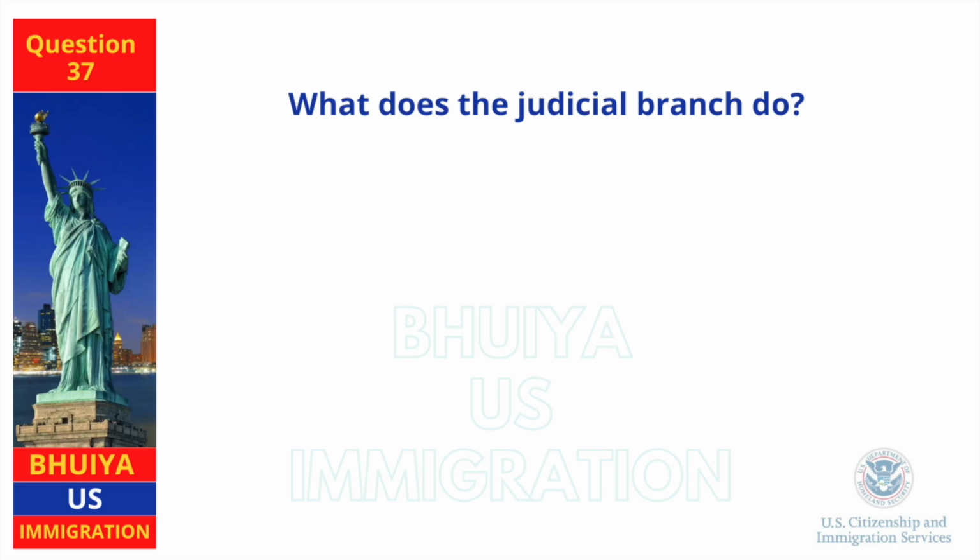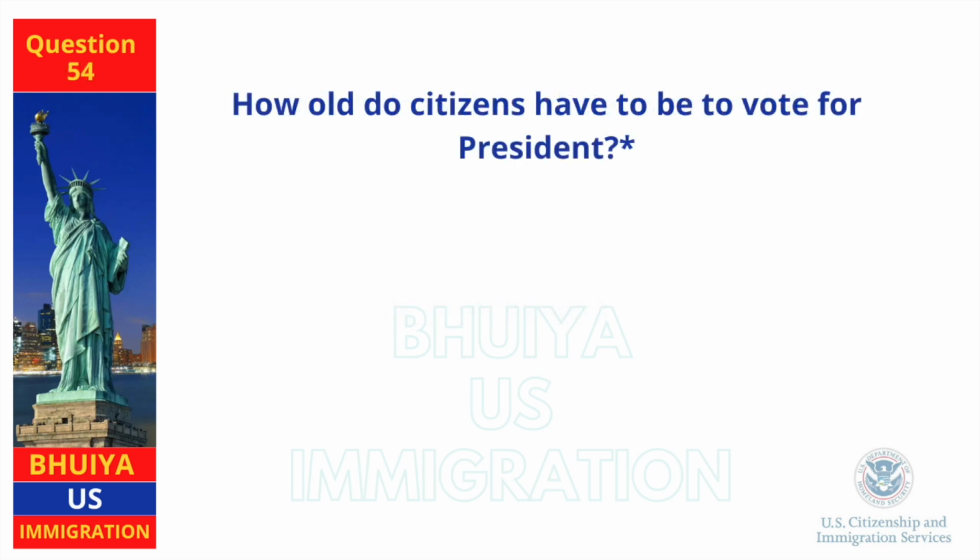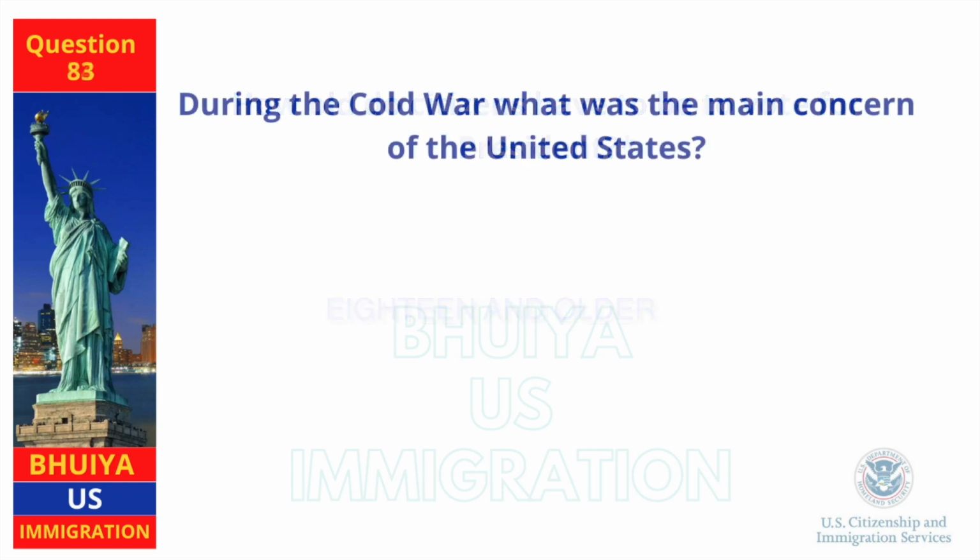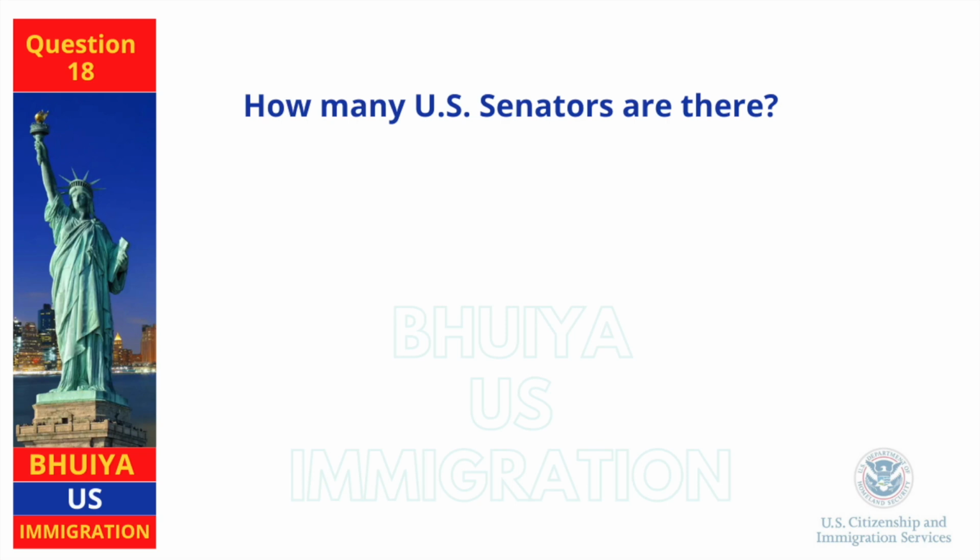What does the judicial branch do? Reviews laws. How old do citizens have to be to vote for president? 18 and older. During the Cold War, what was the main concern of the United States? Communism. How many U.S. senators are there? 100.